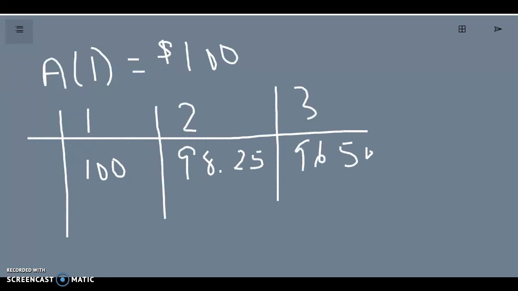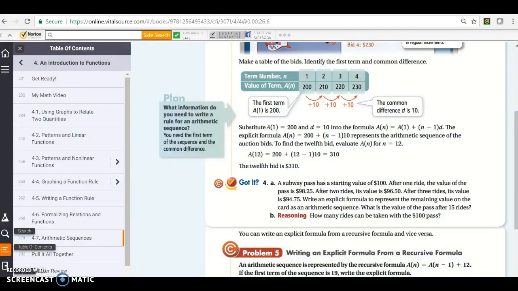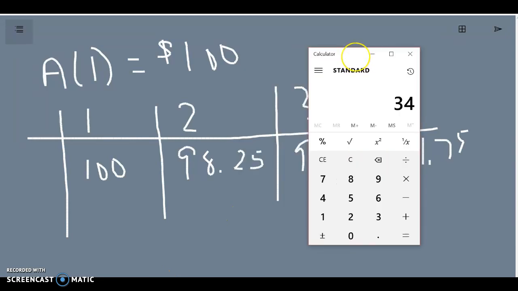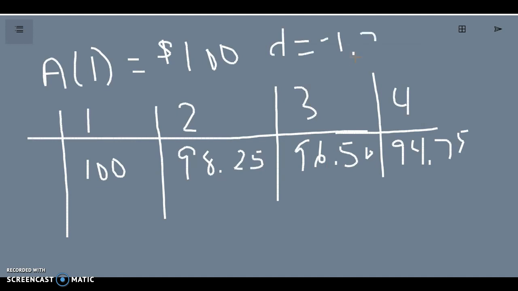And I can't start it with 0 because 0 is not a natural counting number, right? So we have to follow the rules of sequences. And my third ride is 94.75. So I'm going to use my handy dandy calculator, and I'm going to subtract. So we get 98.25 minus 100. So every single time I'm subtracting 1.75. So my d is negative 1.75. And that makes sense because it's decreasing.